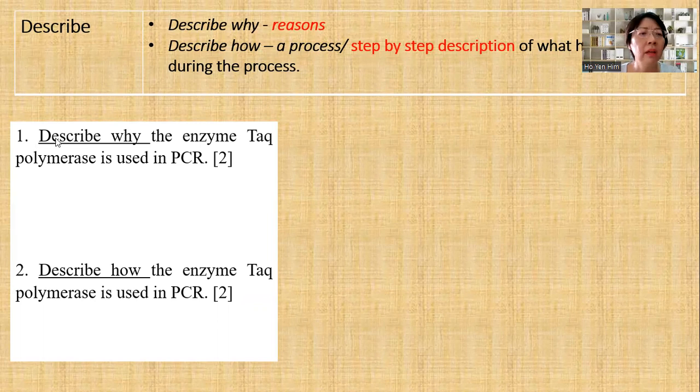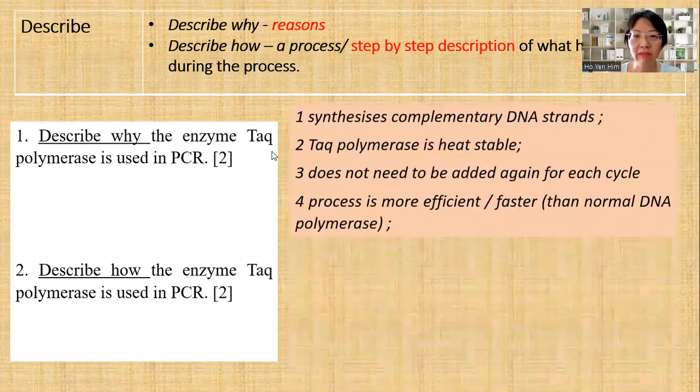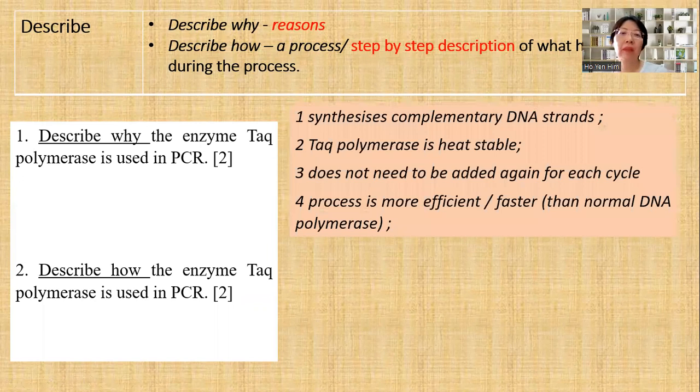Number 1, describe why the enzyme Taq polymerase is used in PCR, 2 marks only. So we know, isn't it? Okay. So this is the mark scheme. Taq polymerase is used to synthesize the complementary DNA strands during DNA replication. We want to amplify the DNA during PCR. So we use this enzyme to synthesize the complementary DNA strand from the template strand, right?